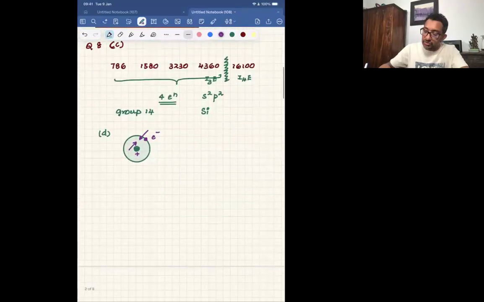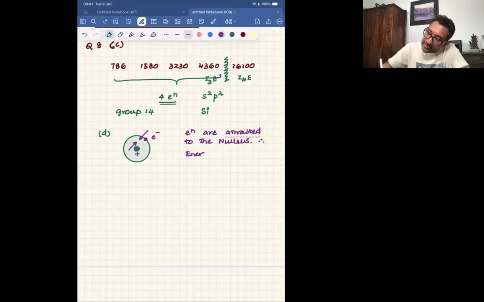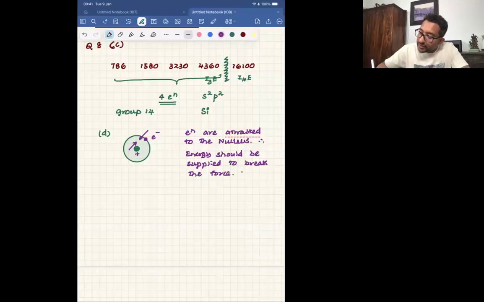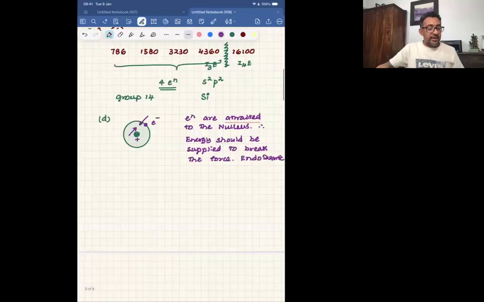So shall we write down the answer? Electrons are attracted to the nucleus, therefore energy should be supplied to break the bond, to break the force. And therefore, it's endothermic.